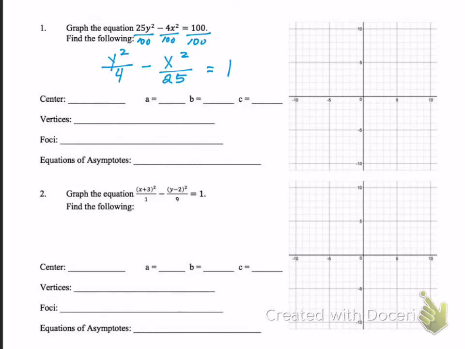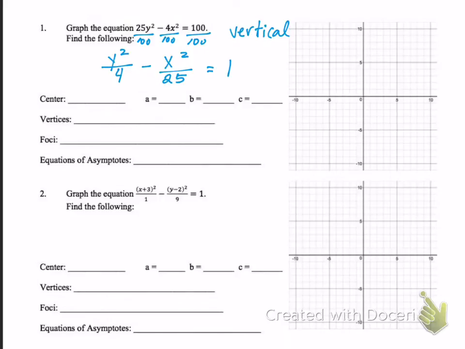So you'll notice in this equation y squared is written first. And if y squared is written first, if you go back to the equations, does that mean that it's a horizontal or vertical type of hyperbola? Vertical. So if y squared is written first, that means that it is a vertical. And if it's a vertical, does that mean that it's going to be pointing up and down, or it's going to be pointing left and right? Up and down. So my hyperbolas are going to be looking up and down.